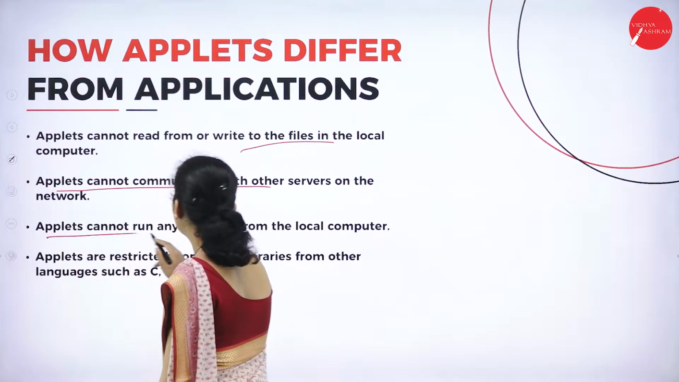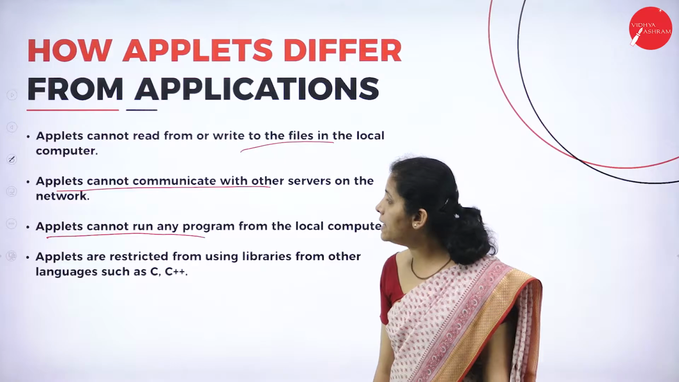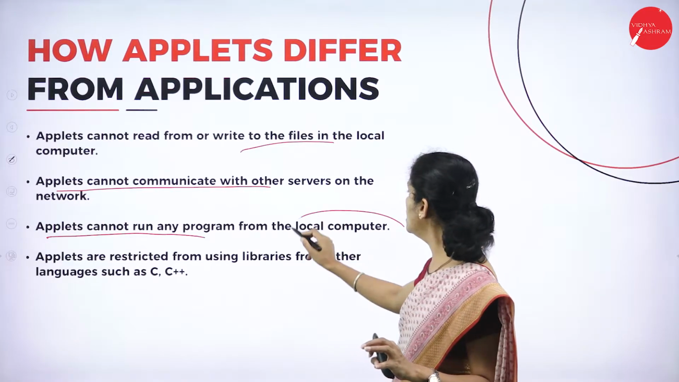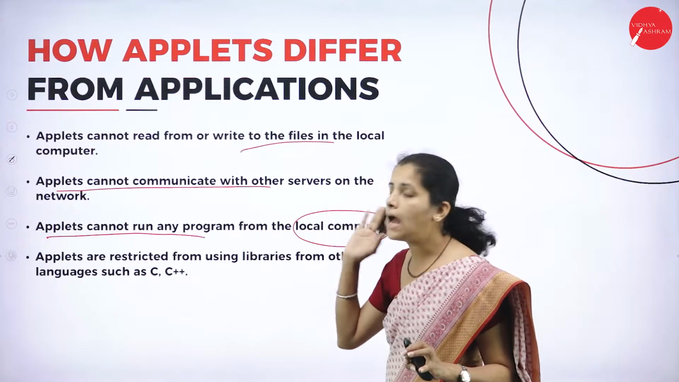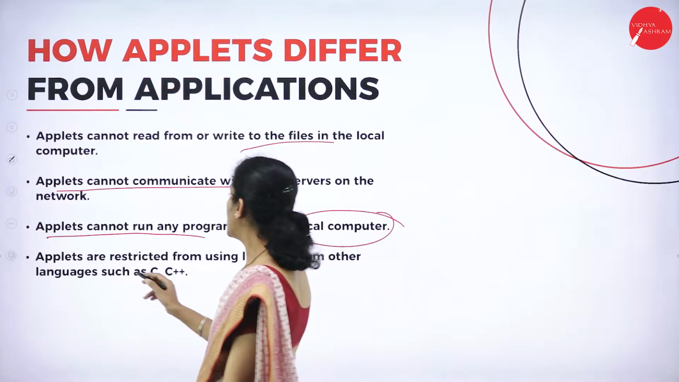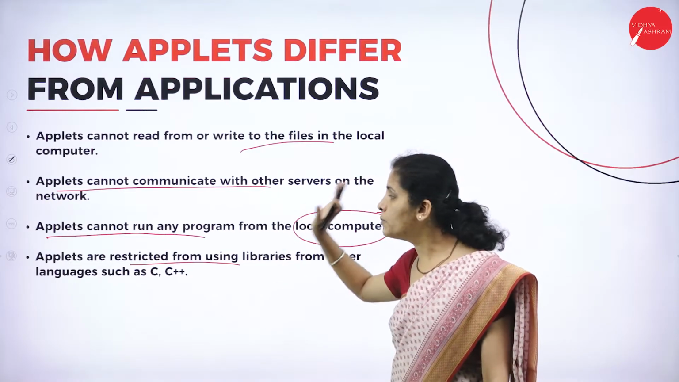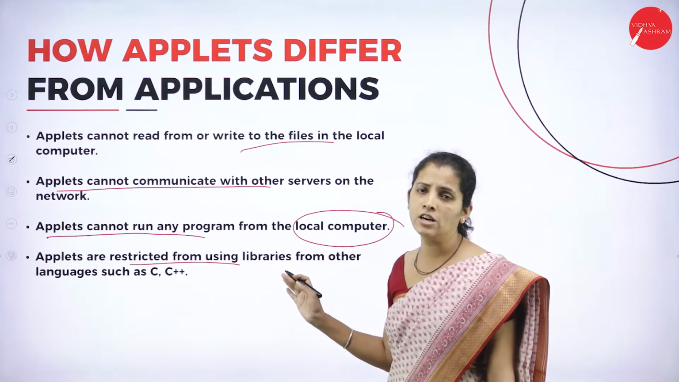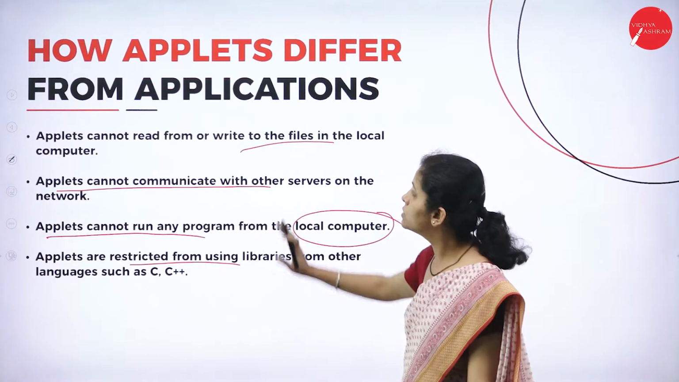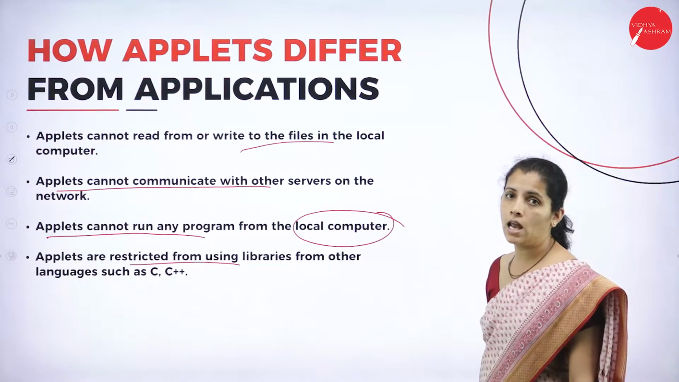Now, applets cannot run any program from the local computer. So, applets cannot run any program from the local computer, and to run an applet I require a browser. So applets are restricted from using libraries. So here an applet cannot make use of any library functions such as C or C++. So these are the differences between application programs and applets.